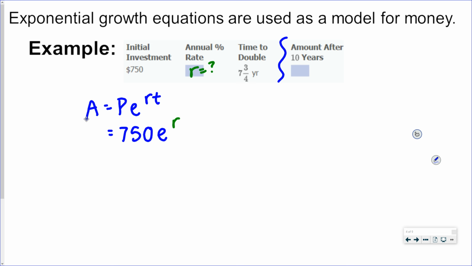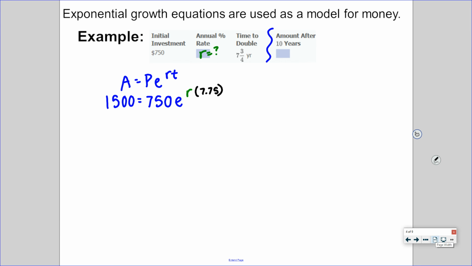Well, obviously double 750 would be 1,500. And then remember, our time is in years. So you can either keep it as a mixed number or do it as a decimal, 7.75. That'd be 7 3/4 of a year. All right, now we have a similar setup to the one in the warm-up, but now I have to solve for my interest rate. So same thing, I would divide both sides by 750. I would get 2 equals e to the 7.75r.